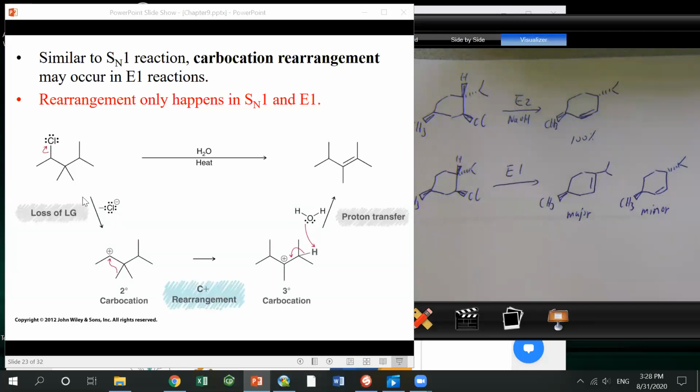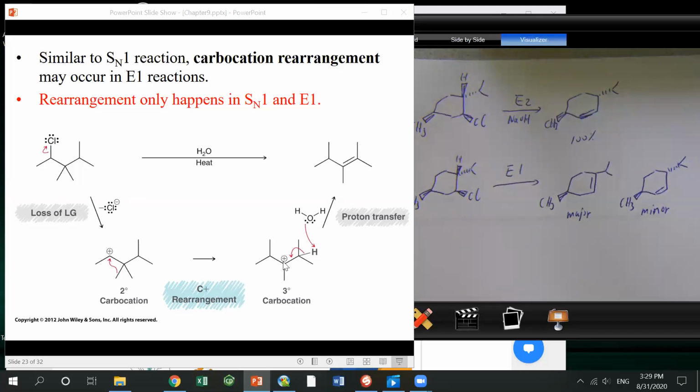Pretty much, the first step kicks off the leaving group and generates a carbocation, the secondary carbocation here. Remember, once you generate a carbocation, you need to be careful. Look around: is there any tertiary carbon or quaternary carbon around this secondary carbocation? This is a quaternary carbon. That means you can have a 1,2 alkyl shift. This whole methyl group shifts to here, and then you generate a more stable tertiary carbocation.